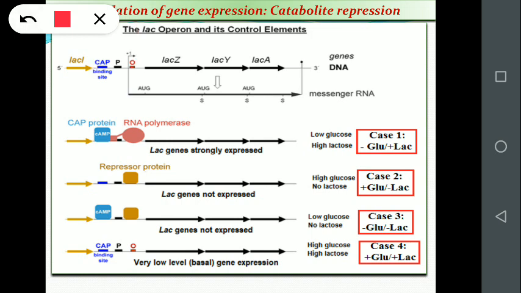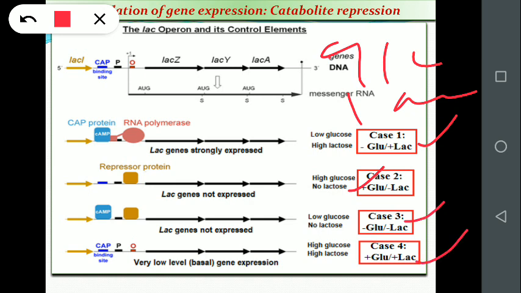Now let us study four different cases, with a glucose medium and a lactose medium. In the first case only lactose is there, in the second case only glucose is there, in the third case nothing is there, and in the fourth case both glucose and lactose are there.